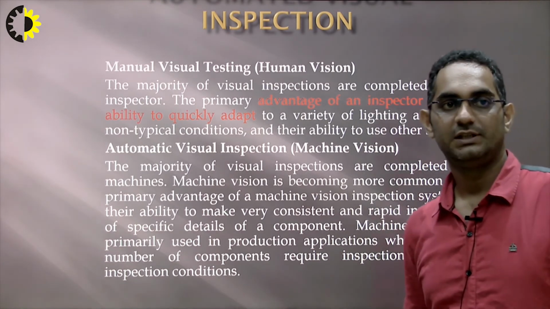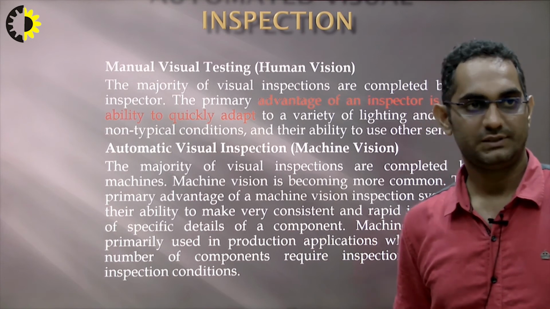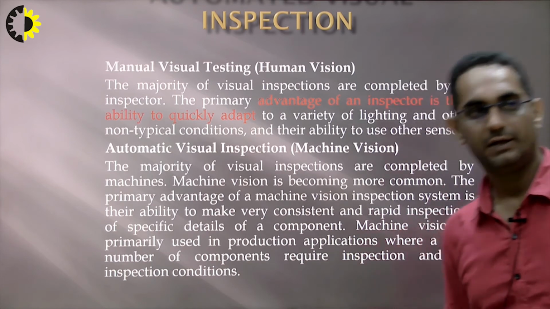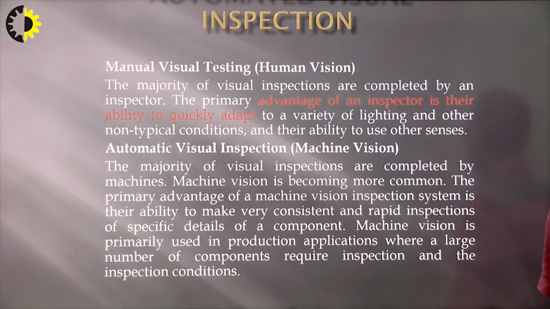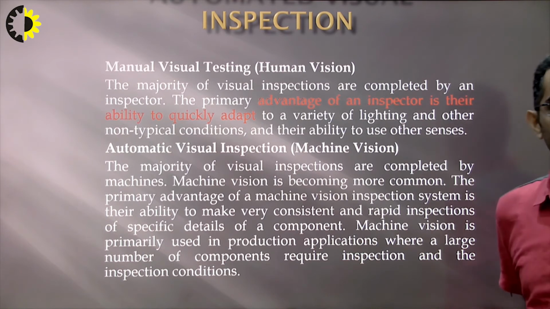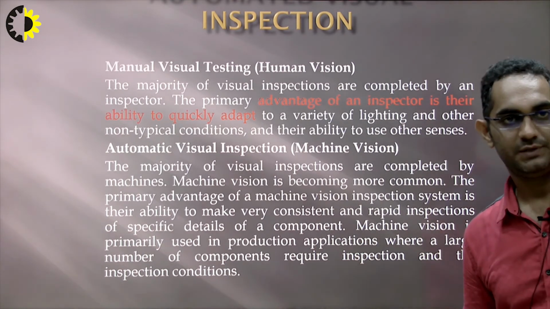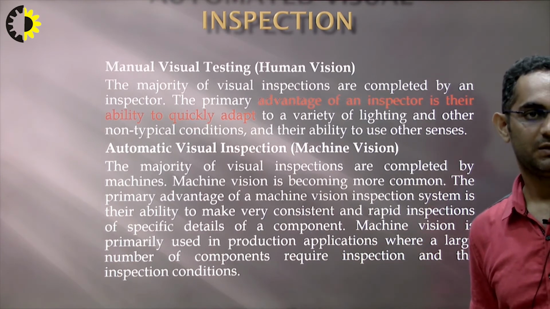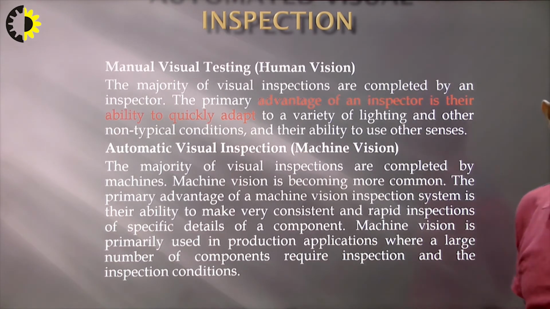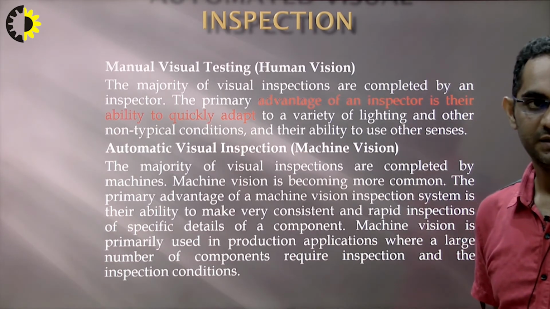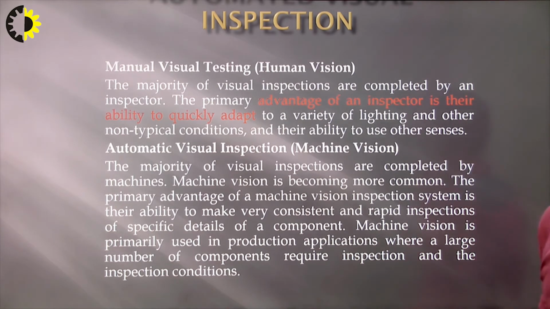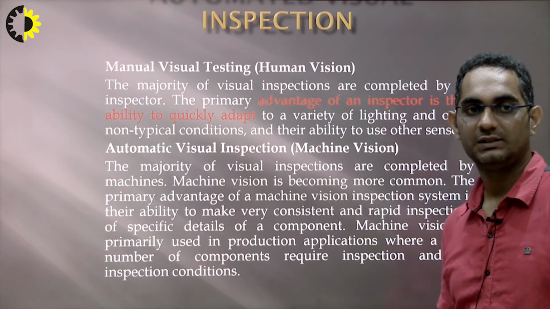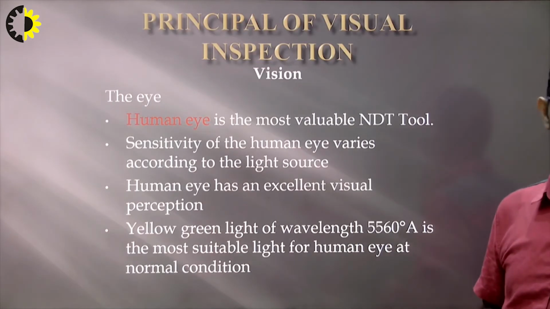Automatic visual inspection, that is machine vision. The majority of visual inspections are completed by machines; machine vision is becoming more common. The primary advantage of a machine vision inspection system is its ability to make very consistent and rapid inspection of specific details of a component. Machine vision is primarily used in production applications where a large number of components require inspection.